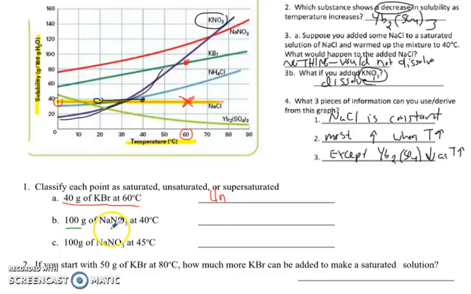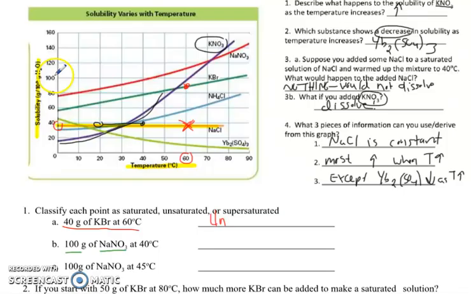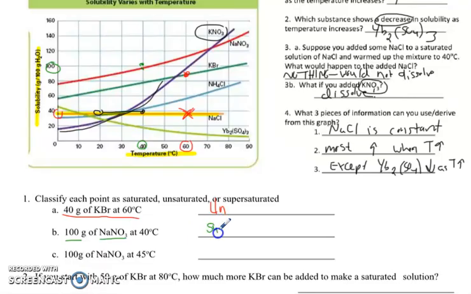Now let's look at 100 grams of sodium nitrate. So here is 100 grams. Here is 40 degrees Celsius. Here's my intersection right here. And they said sodium nitrate, so where's my sodium nitrate line? Right here. I am just above that line. So I would be supersaturated. There's too much. Okay, and let's finish up with 100 grams of sodium nitrate at 45 degrees Celsius. So here's 45. Now I am right on that line. So that is perfectly saturated.